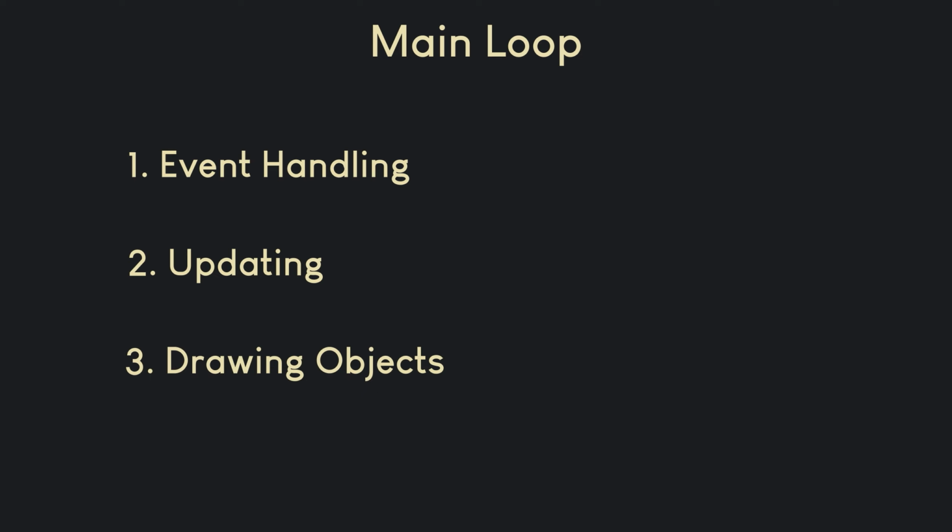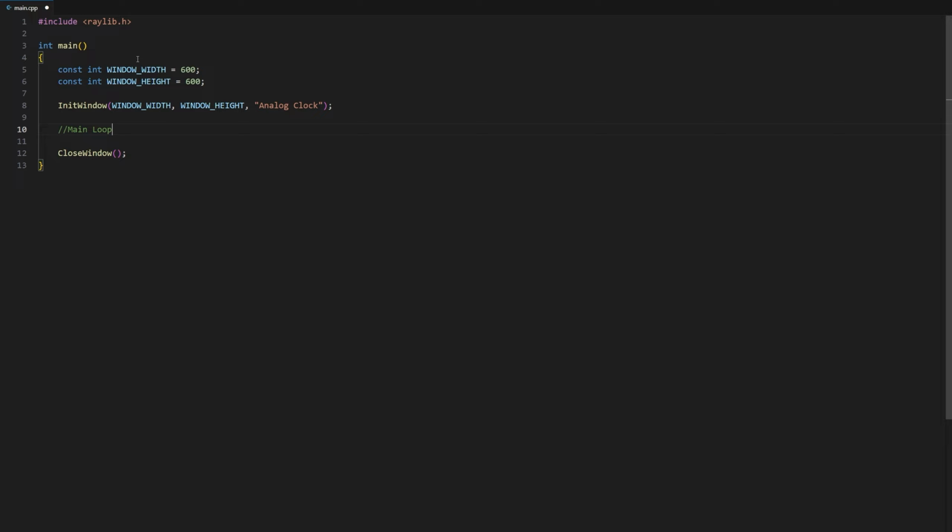Third, drawing objects. Finally, we draw the clock components, including the face and the hands, in their updated positions on the screen. This step uses raylib's graphics function to render the clock visually. By following these three steps, we create a dynamic analog clock that continuously updates in real time and reflects the system's current time. Now let's implement these three steps.